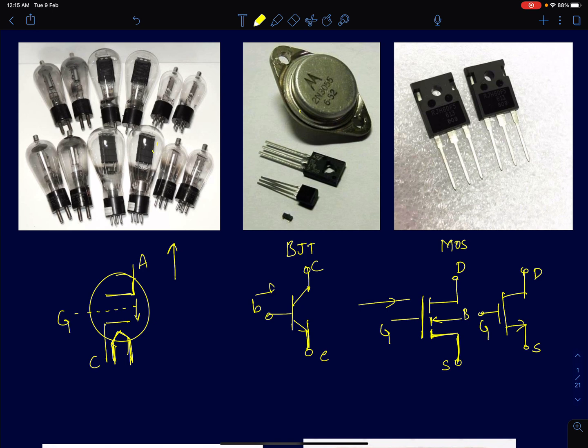Vacuum tube amplifiers nearly ruled for 4 decades until in the 1950s we shifted to bipolar junction transistors. In the 1950s and 60s we had bipolar junction transistors and its distant cousin. It's also a junction transistor, but it's called the field effect transistor, or junction field effect transistor, JFET. And eventually, in recent times, MOSFETs completely replaced bipolar junction transistors in most applications.